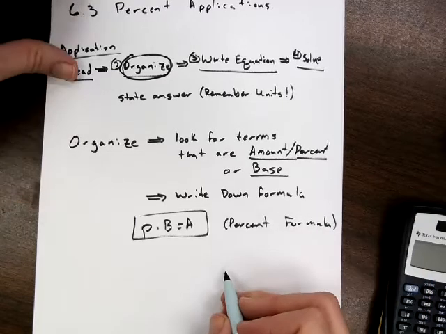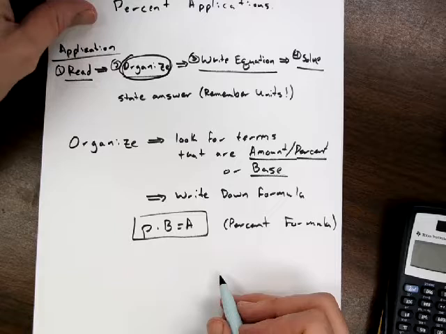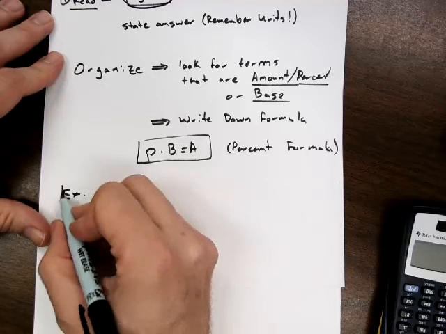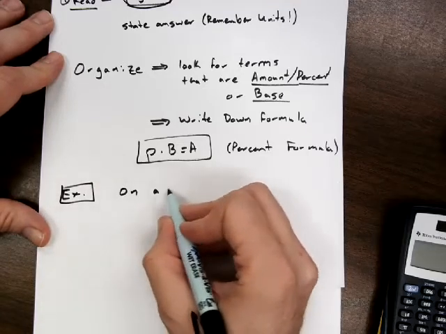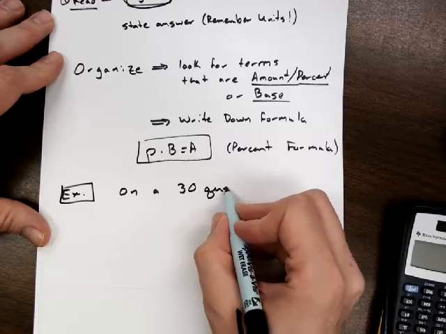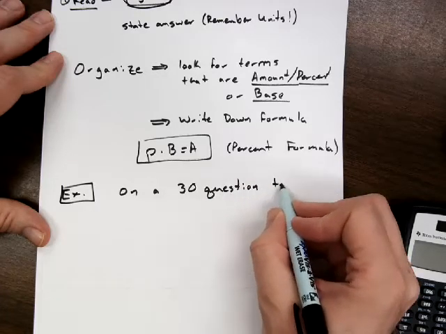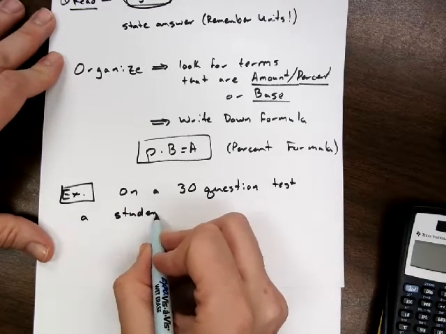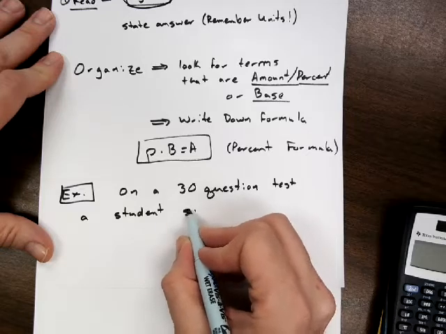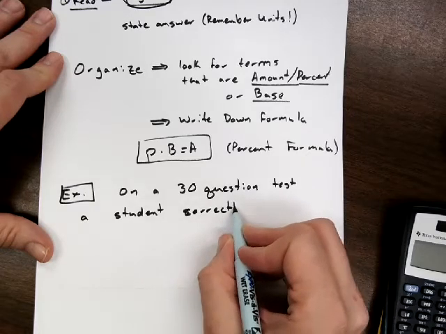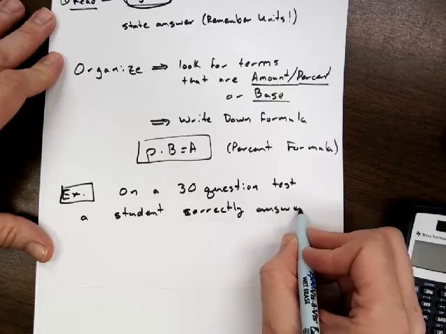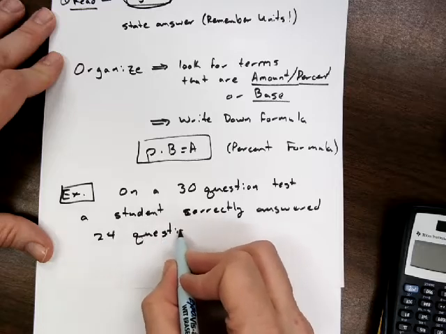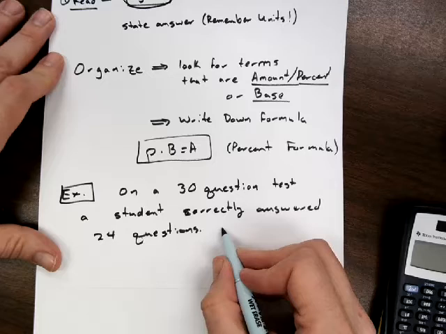So let's go ahead and try one of these. For example, on a 30-question test, a student correctly answered 24 questions. What is their percent score?